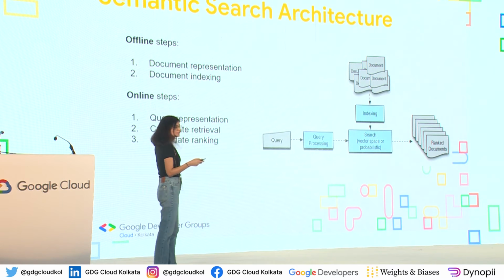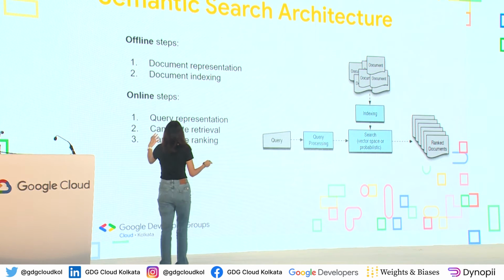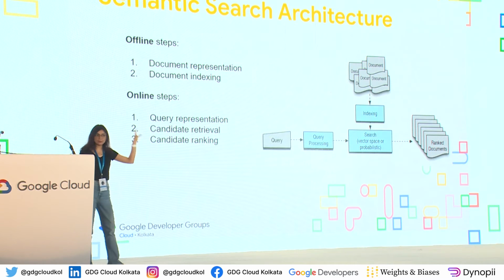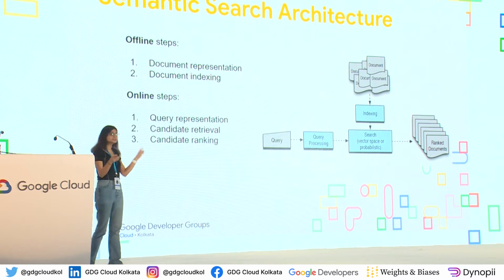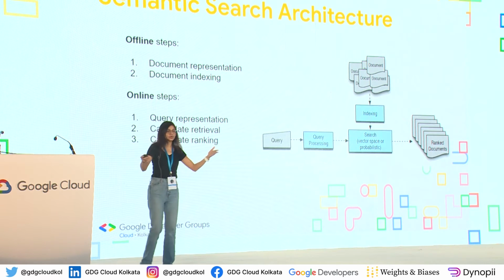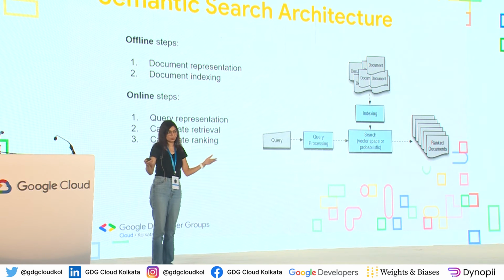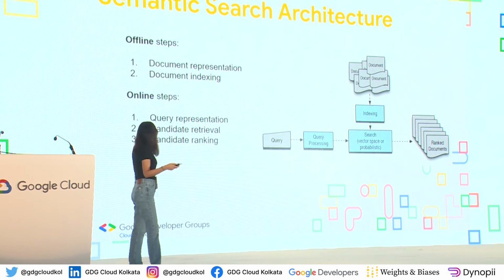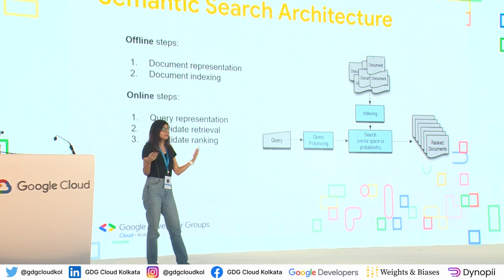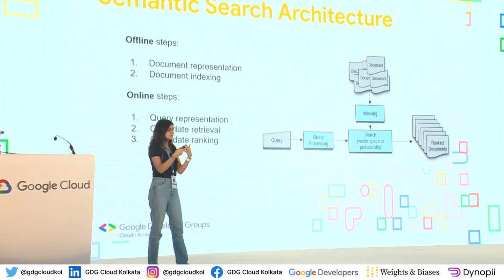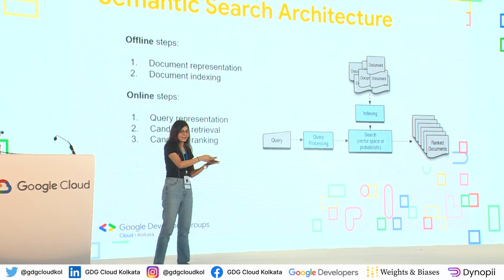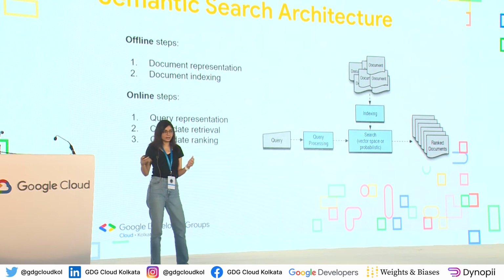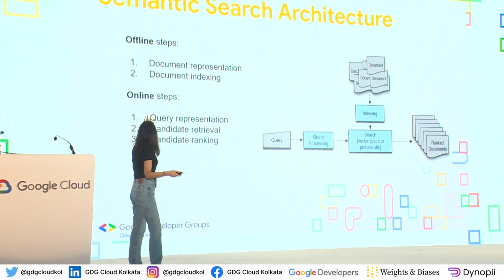So you have offline steps. What I mean by offline is that you need to do it once. You need to store the data in some kind of DB. You need to represent that data, that is your set of documents or your knowledge base, whether it's content or text based. By representation, I mean machine learning systems don't consume text data directly. You need a way to featurize that data into some kind of vectors.